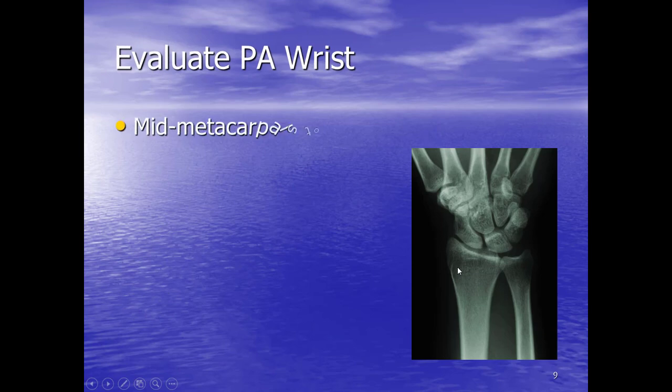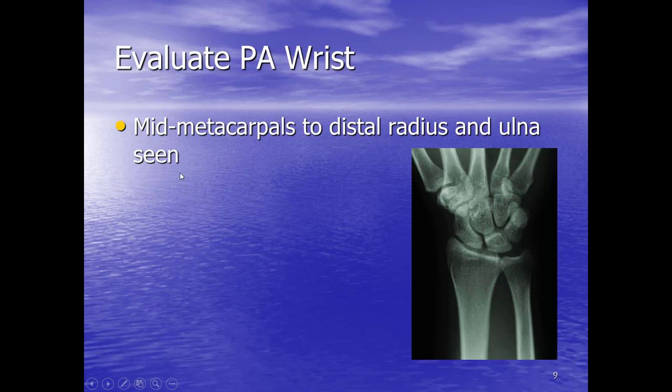When we're evaluating our PA wrist, the mid-metacarpals to the distal radius and ulna should be seen. On this film, you can see that they are not included, so I would not submit this film. You can also see that there's no marker on this film. So your film should be a true PA.